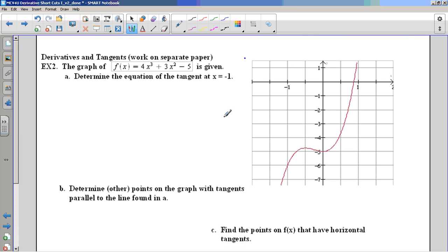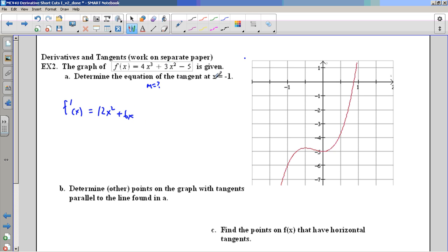The graph of that is given. Determine the equation of the tangent at x equals minus 1. So for the equation of the tangent, we need the slope of the tangent first, right? The slope of the tangent is given by the derivative. So let's take the derivative. The derivative of this one is easy peasy, right? 3 times 4, 12x squared. 2 gets multiplied by the 3, 6x, and that disappears.